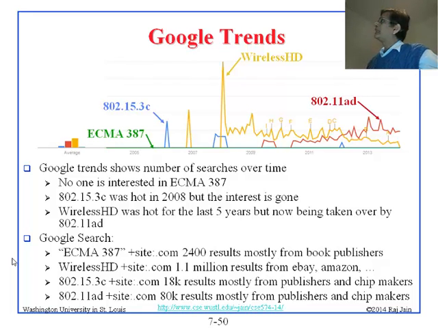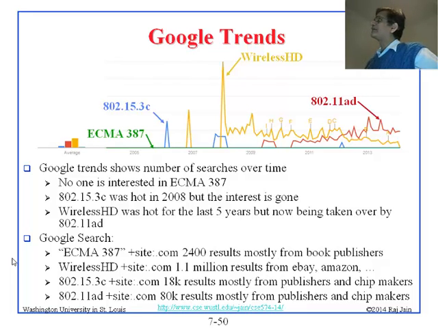Okay? 15.3C, a little bit, but nobody is looking for it right now. Wireless HD, a lot. So you can see what is alive and what is dead. However, AD has come in: HD is going down, AD is coming in. It's a very easy, very cheap, very free method to find out what is happening.